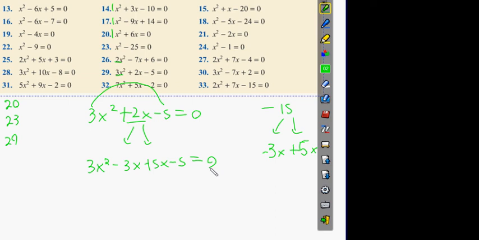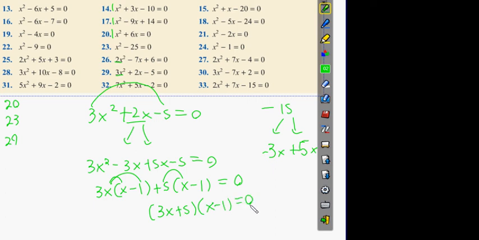What's common? 3x bracket x minus 1, because 3x times x is 3x squared, and 3x by minus 1 is minus 3x. Then the second bracket always has to be the same. What number goes in here to multiply x to give you plus 5x? Plus 5. And then the last part: 3x plus 5 and x minus 1 equals 0.